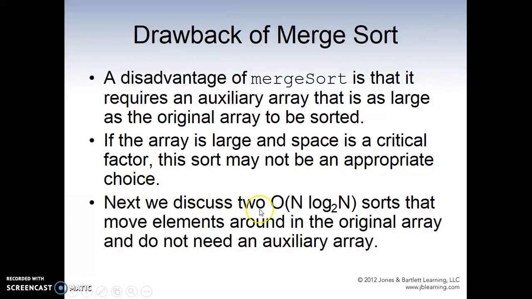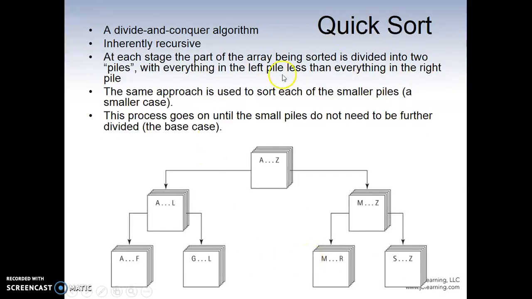So we can look at 2 other sorting techniques that also give you n log n. They move the elements around in the original array and you don't need an auxiliary array. We don't have to create a temp array anymore, which we call quick sort.